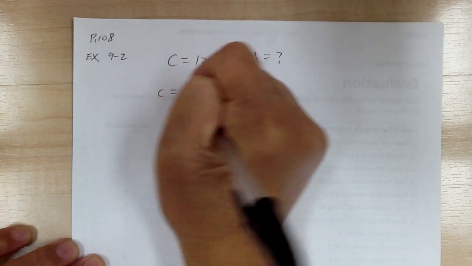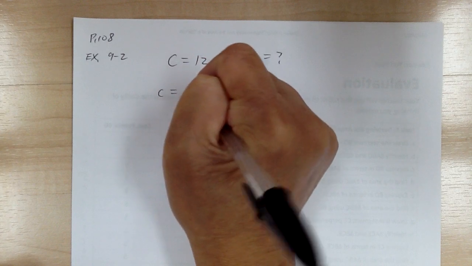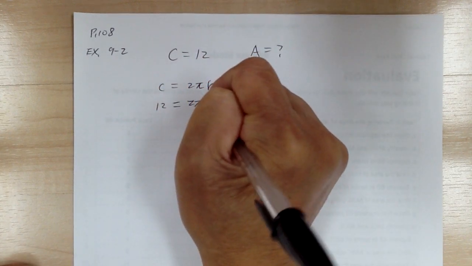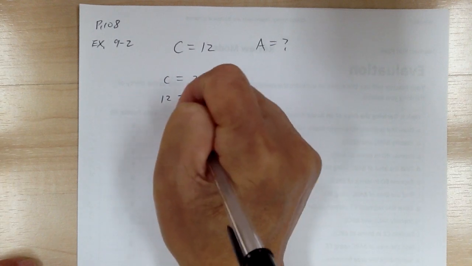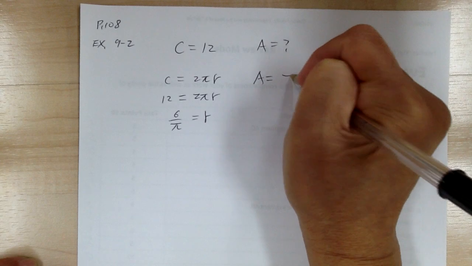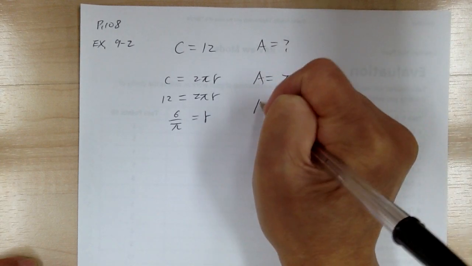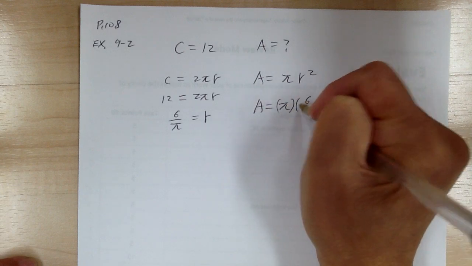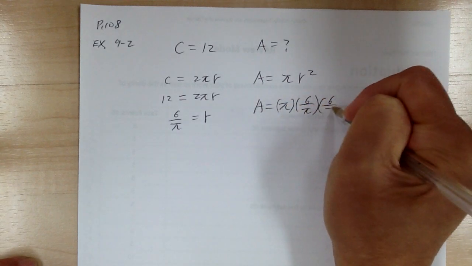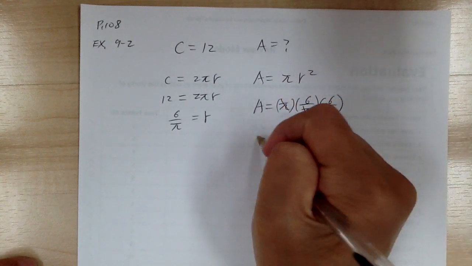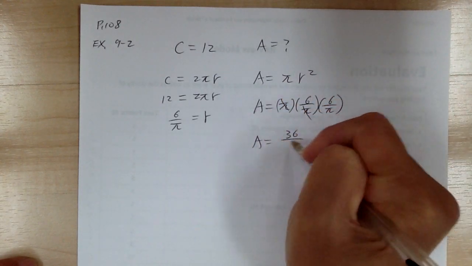Again, write down your formula. Circumference is equal to 2 pi r. You substitute: 12 equals 2 pi r. So r equals 6 over pi. And now you can figure out the area. Area equals pi r squared. So area equals pi times 6 over pi, 6 over pi. I write it out twice so it's easier for me to cancel. So area equals 36 over pi.